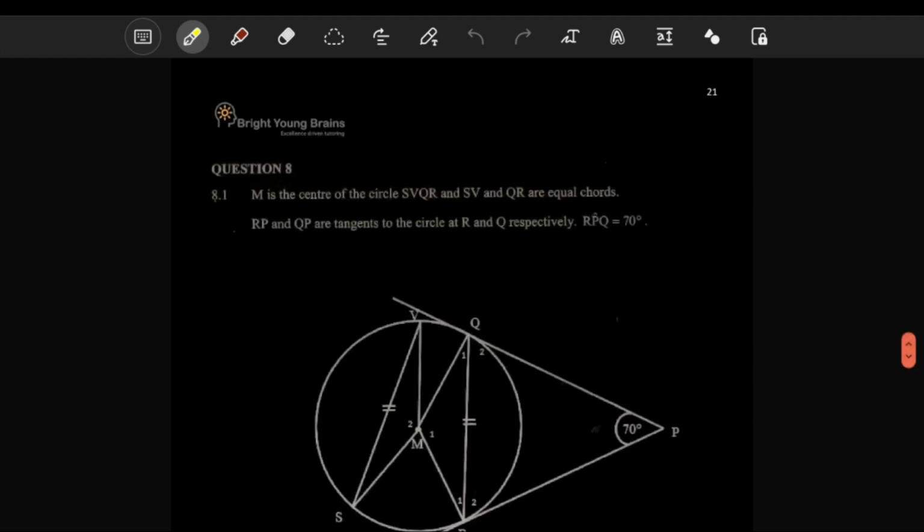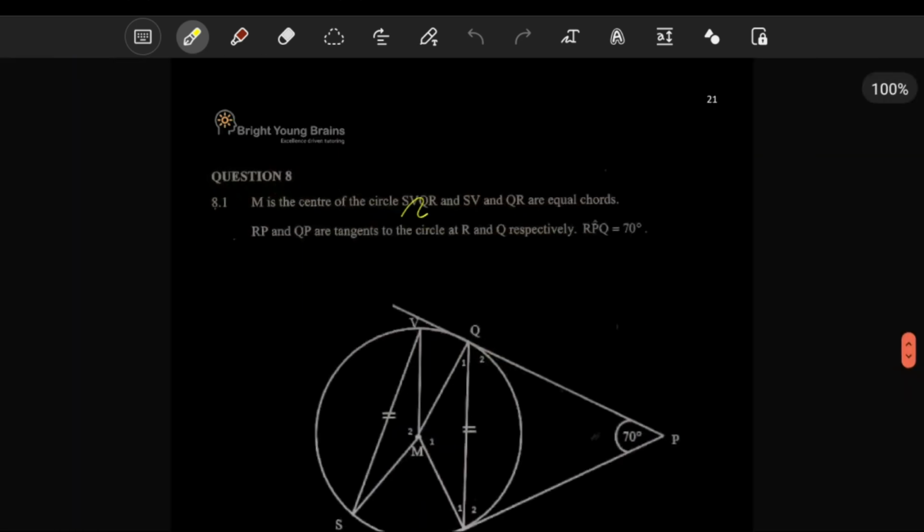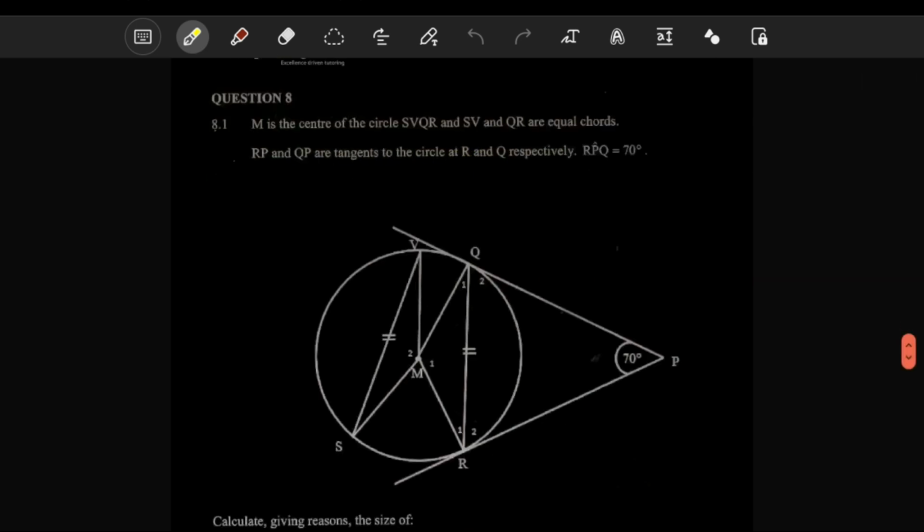Question number what? We are busy with question number 8. Let us see what they want us to do. Let's see what it says here. It says M is the center of the circle SVQR. So there's S over here, V, Q, and R, and then they say SV and QR are equal chords.